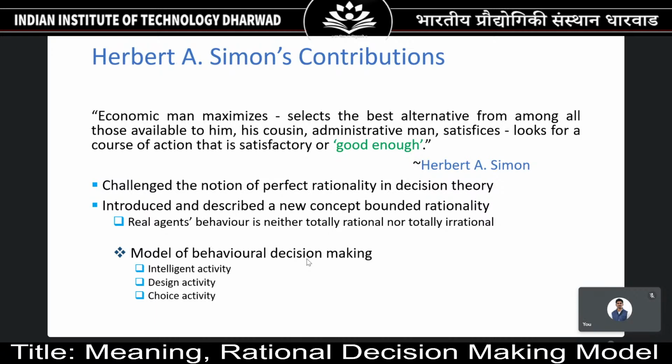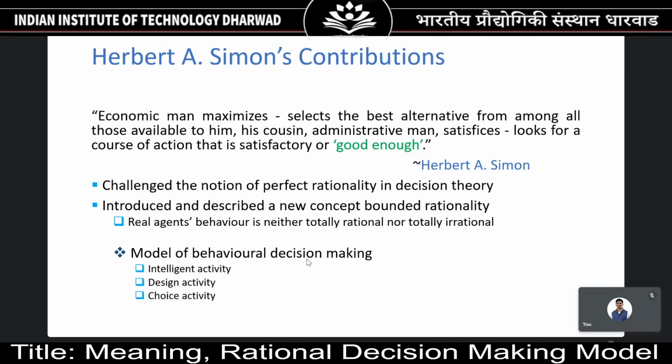According to him, economic man maximizes, selects the best alternative from among all those available to him. His cousin, administrative man, satisfices, looks for a course of action that is satisfactory or good enough. Administrative man doesn't care about the best, whatever he gets. Herbert Simon was the first to challenge the notion of perfect rationality in decision theory, and introduced and described a new concept called bounded rationality. Typically, real decision behavior is neither totally rational nor totally irrational.